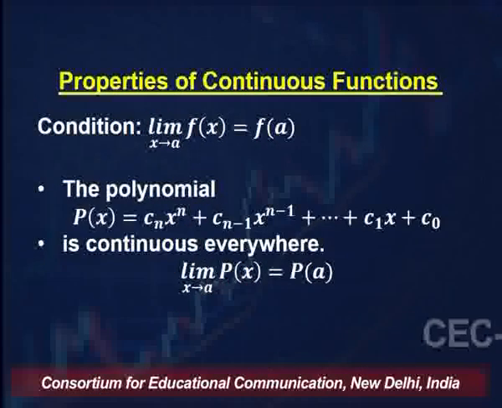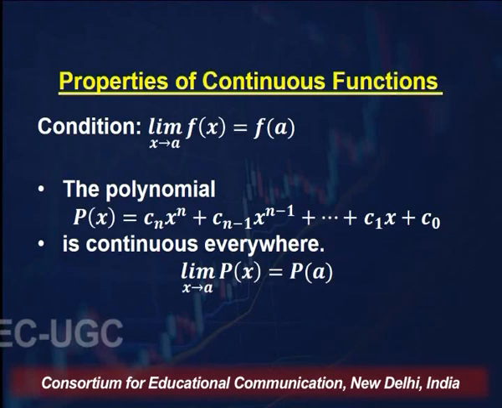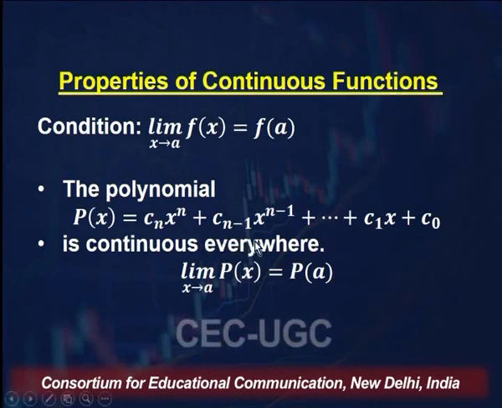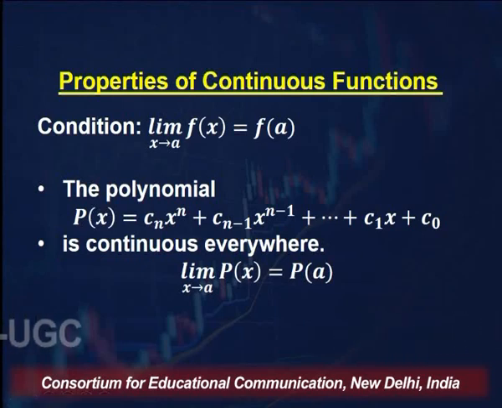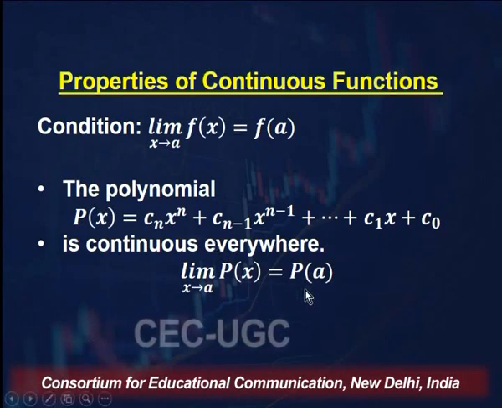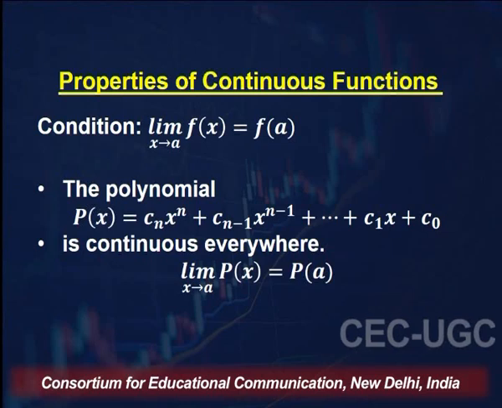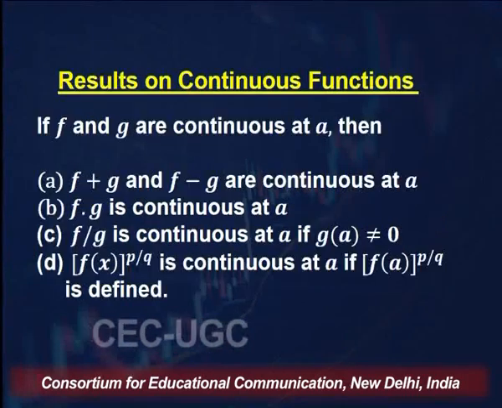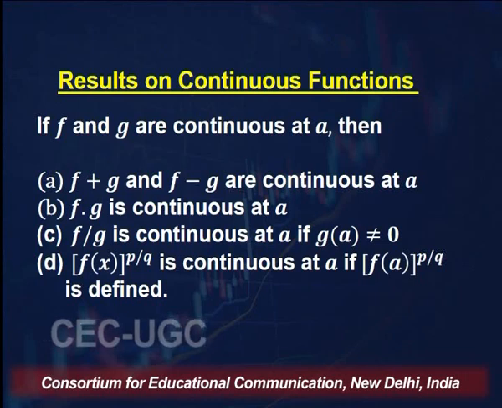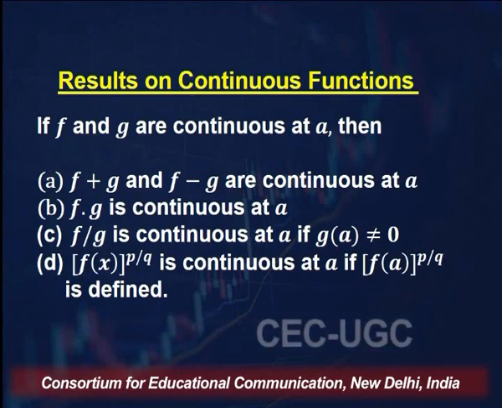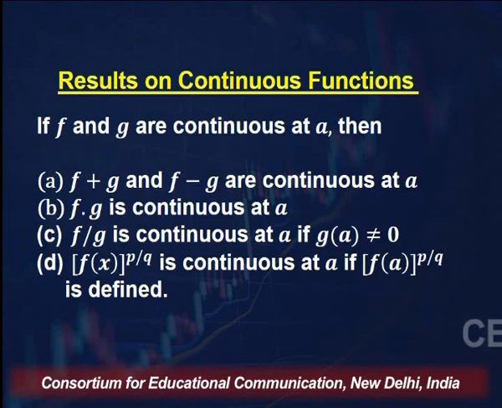We can then extend this discussion to a polynomial p of x given by c_n x to the power n plus c_(n-1) x to the power n minus 1, and so on till c_1 x plus c_0. So this polynomial will also be continuous everywhere, because you can clearly check that the limit of p of x as x tends to a is going to be p of a. And what we're now going to do is come up with these results on continuous functions. We'll do some algebraic manipulations of continuous functions, and we'll show that these are also going to be continuous for the points where these functions are defined.